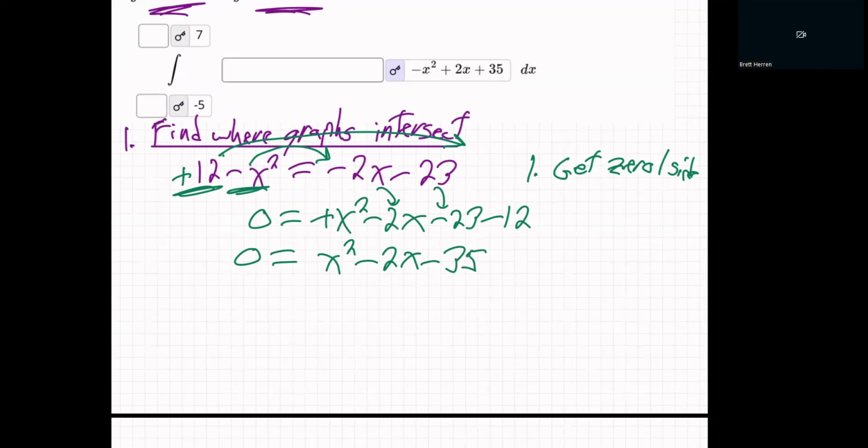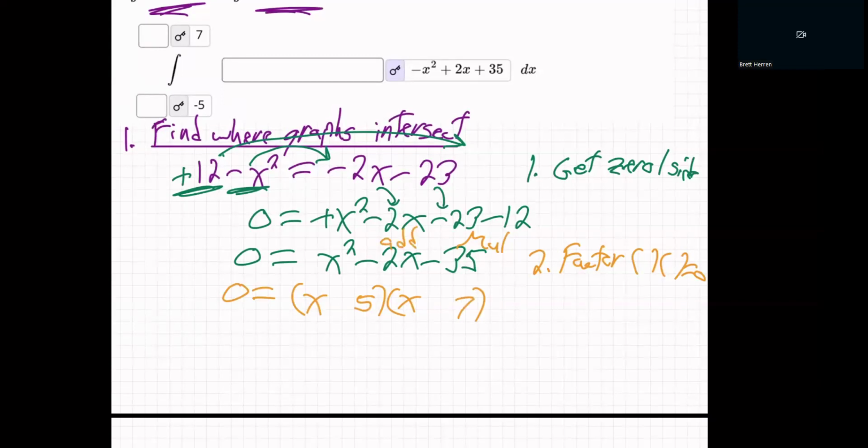Step two, you can factor, which is going to be the quickest way, with the two parentheses equal to 0. So this is x times x. What are two numbers that multiply to be 35? 5 times 7. And that can add to be negative 2. Notice I put the 5 and the 7 in first, no signs. How do the signs go? The sign in the middle always goes to the bigger number. 7 is bigger than 5.